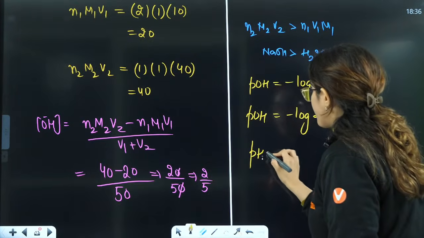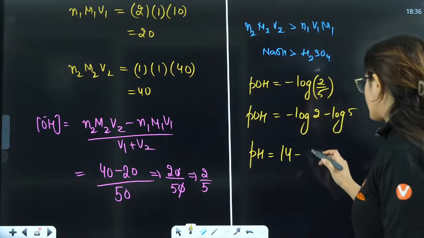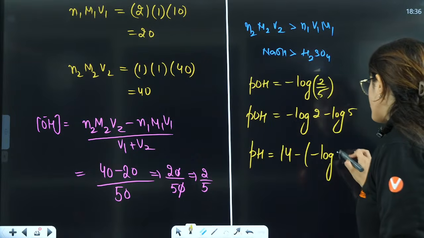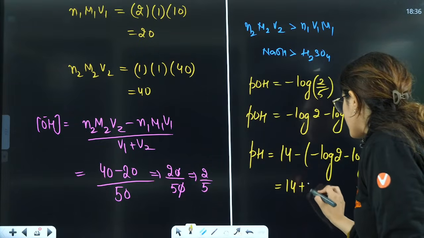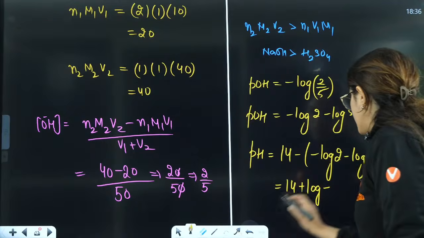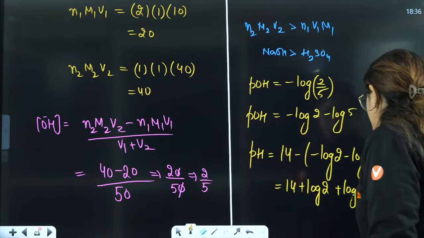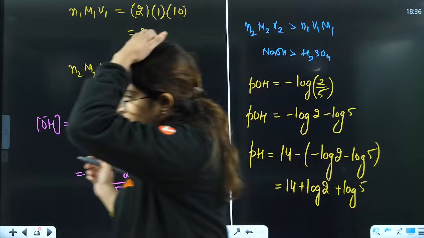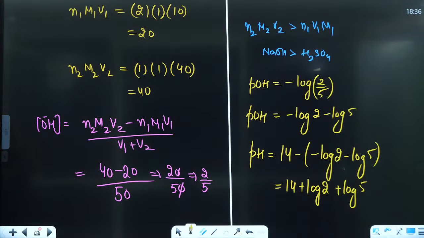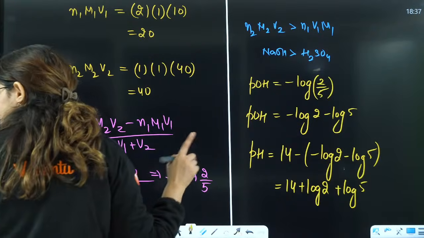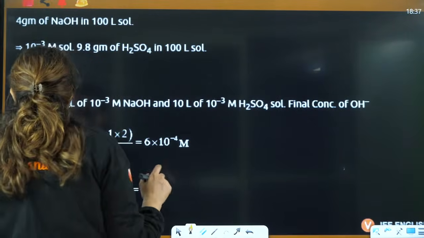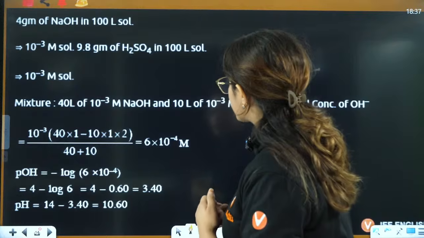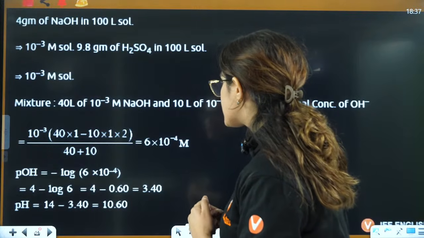You solve the value of pH by 14 minus log of 2 minus log of 5. That will become 14 plus log of 2 plus log of 5. Now put all the values of log of 2, log of 5 and you will get your answer, right? Tell me everybody, is that clear? And doing all these calculations, why is it coming out to be 6? Wait a minute, 6.